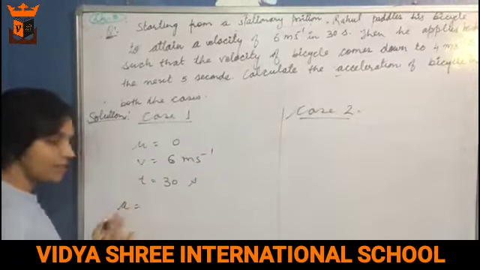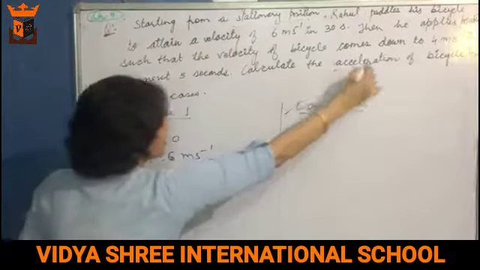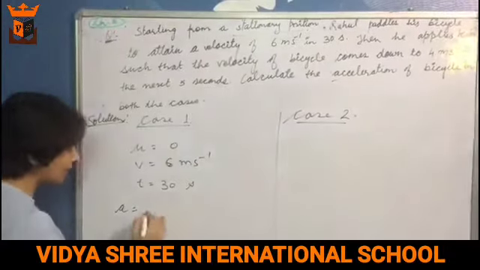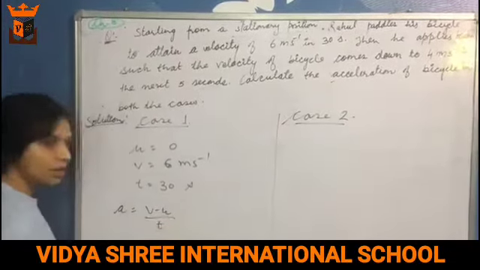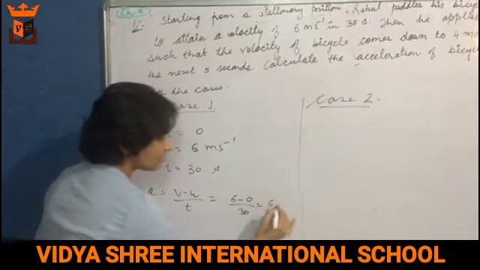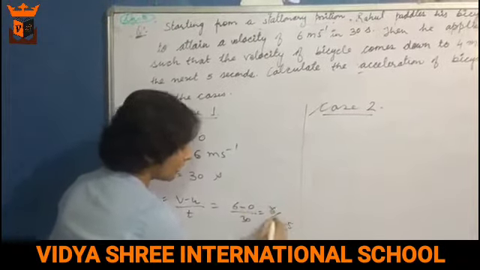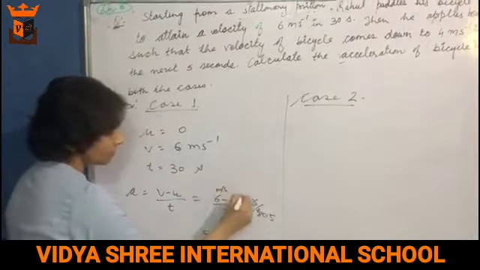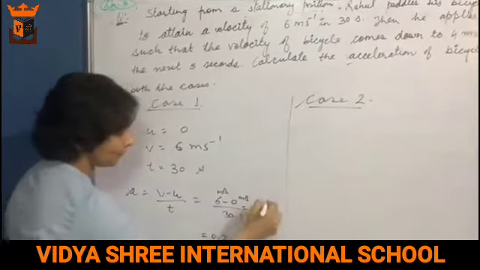Acceleration. For acceleration, I have only one formula, that is v minus u upon t. So what is v? 6 minus 0 divided by 30. 6 by 30, 1 by 5, 0.2. The unit is meter per second squared.